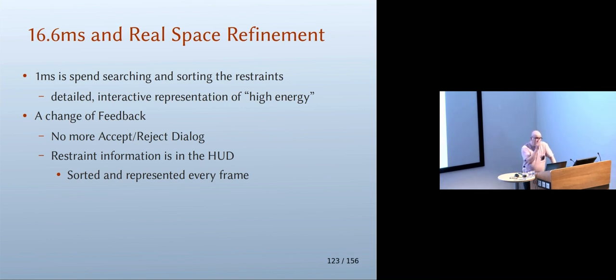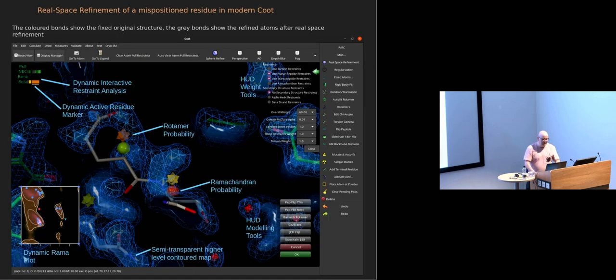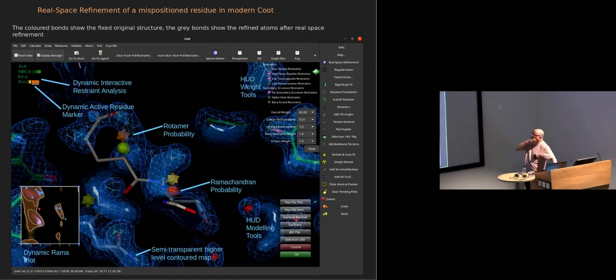So one of the ways we can do that is spend some time in our 16.6 milliseconds to analyze the restraints. And they become interactive, with representation in colors, using the color scheme to represent energy, or Coot's version of energy. Right, so there's a lot going on here. This is all dynamic and interactive.